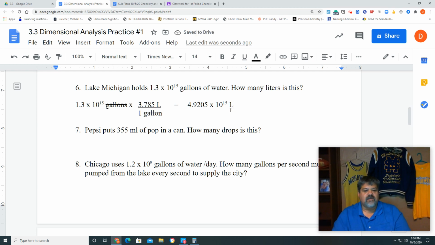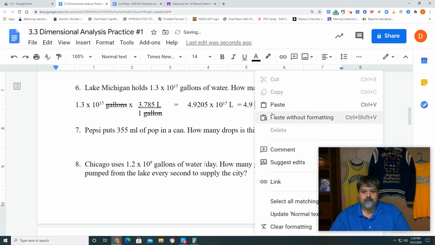Okay. Now let's look at the original problem, and look at how many significant figures. It only had 2 significant figures. So my answer can only have 2. So I'm going to put my line right there. The 2 says we do what? We drop it off. So we're going to come over here and put that equals 4.9. We dropped everything off, times 10 to the 15 liters. So I'm just going to copy that again and put that right there.